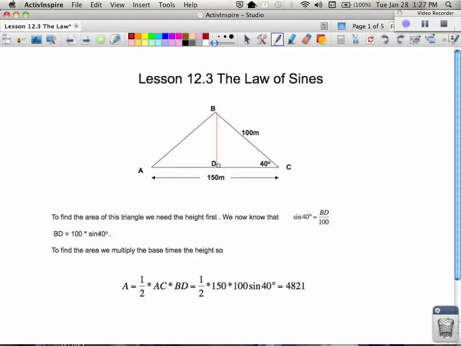In lesson 12.3, we're going to talk about the law of sines. And I kind of want to skip this slide. This slide talks about finding the area of a triangle and finding the height and why two different parts of the law of sines that we're going to be talking about can be developed. You can pause this and take a look at it and read it if you want to, but I kind of want to get into the meat and potatoes of the law of sines.